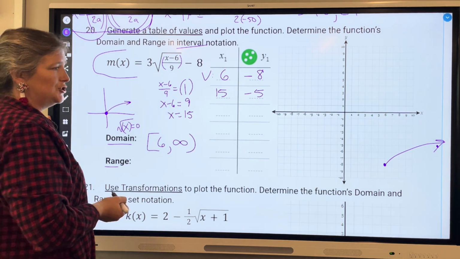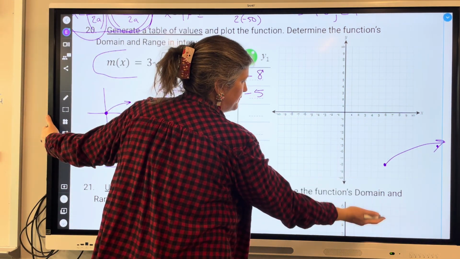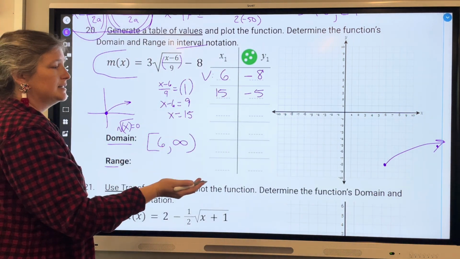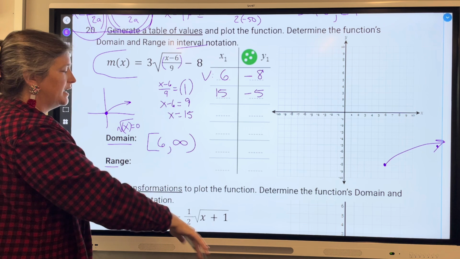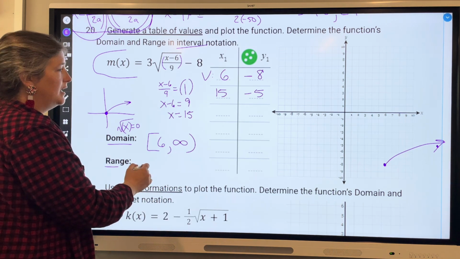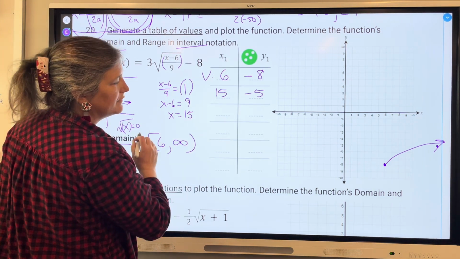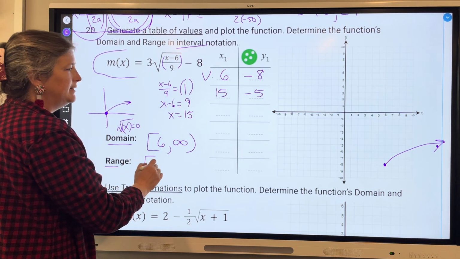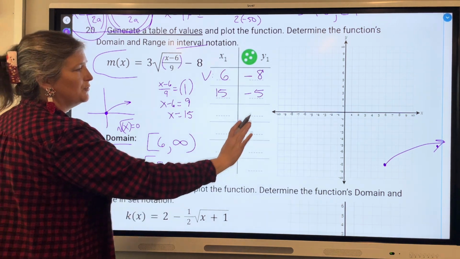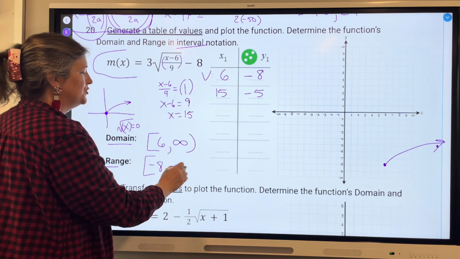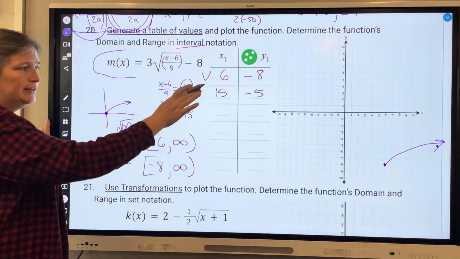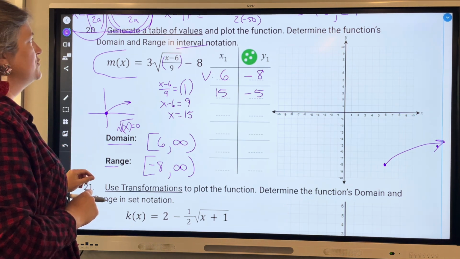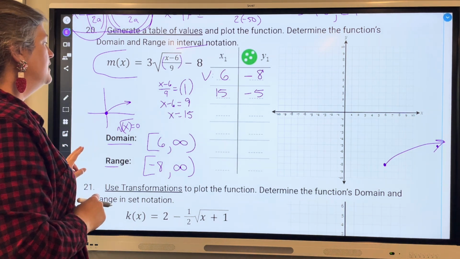Now my range, I need to find the lowest and come up to the highest. It doesn't go down to negative infinity, so I won't start there. Instead, I'll start at negative 8. Did I plot that right? Because that is my least value it will ever be. It's only going to go up from there to infinity eventually. Slowly, but eventually. So that's how to find domain and range in interval notation.